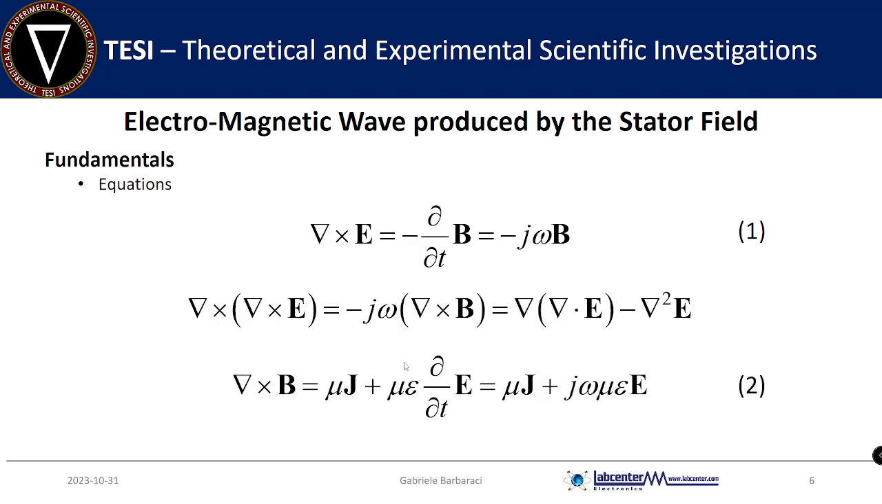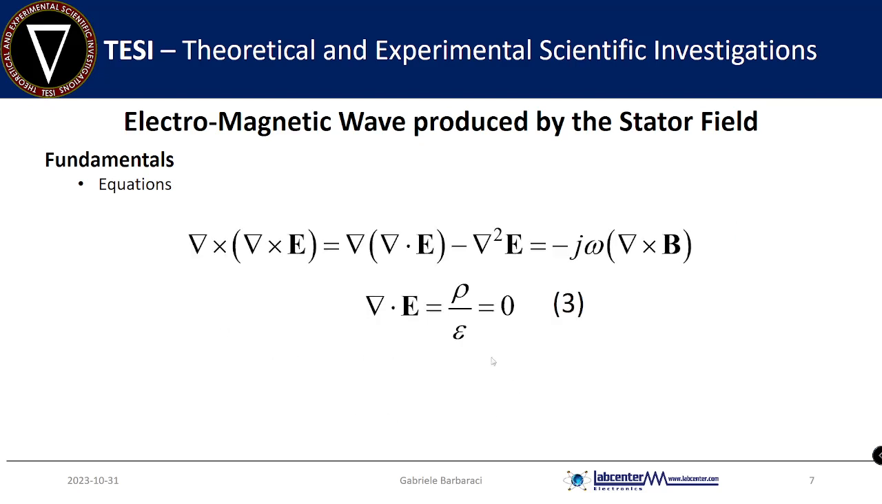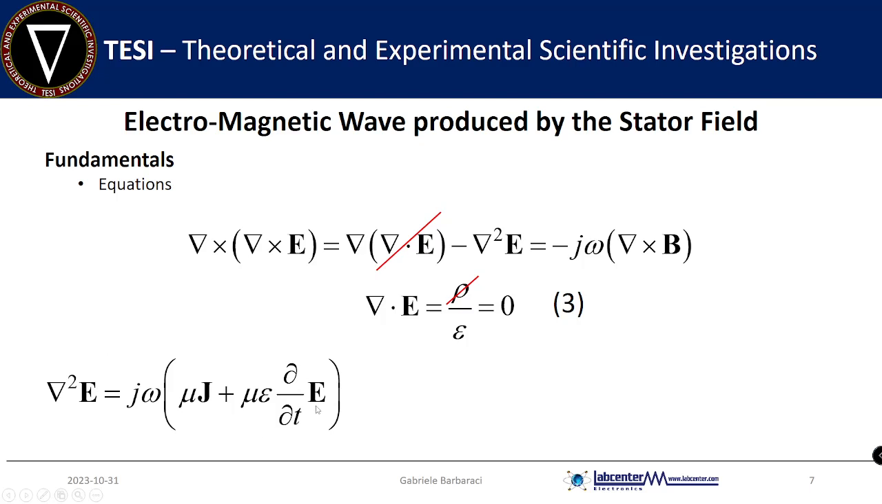So at that point, we have basically the transformation of the first equation into a differential form in the space domain. The nabla squared is called the Laplacian. The divergence of E has to be discussed with equation number 3. Now, we don't have any spatial charge distributed in a volume, so the divergence of E is 0. So the Laplacian equation becomes dependent on the current density and the electrical field.